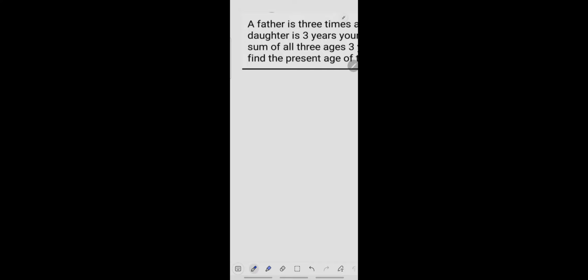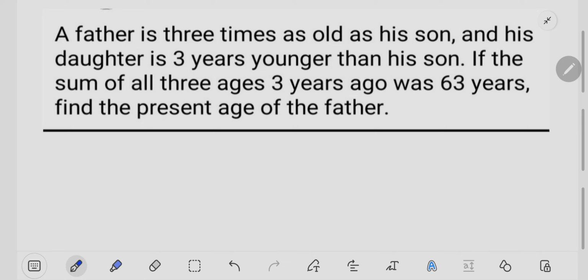Okay, so we are going to solve this problem with various equations. What we're going to do is represent the various ages as variables and generate equations based on what the question says, and we use them to solve the question.